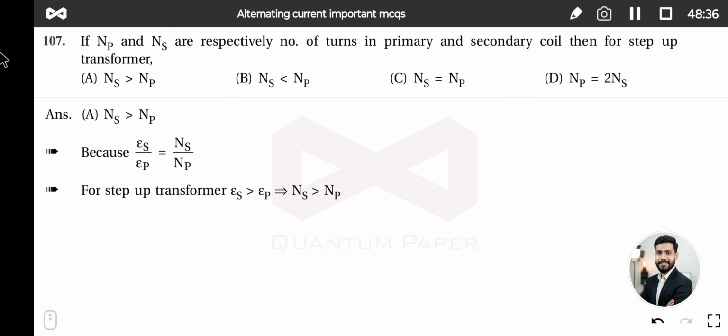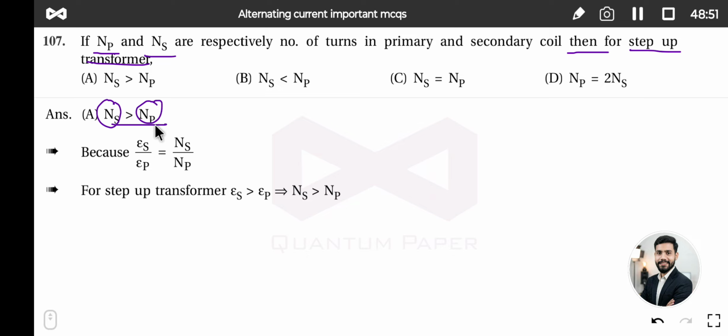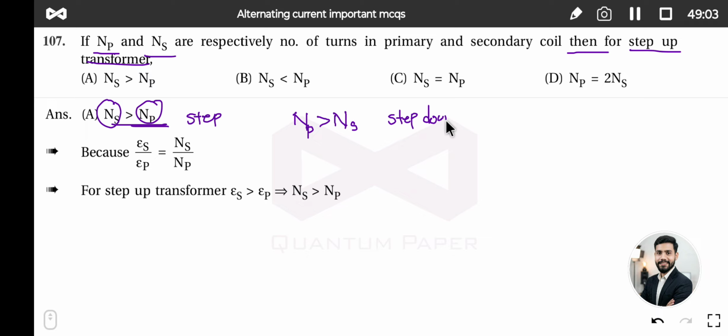Next question: if NP and NS are the number of turns in primary and secondary coil, then for a step up transformer... We know that step up transformer means the number of turns in the secondary coil is more as compared to the primary. So NS is greater than NP in the case of step up. In step down transformer, the number of turns in the primary coil is more than in the secondary. So the correct answer is A. The secondary coil has more number of turns in a step up transformer. Look at the next one.